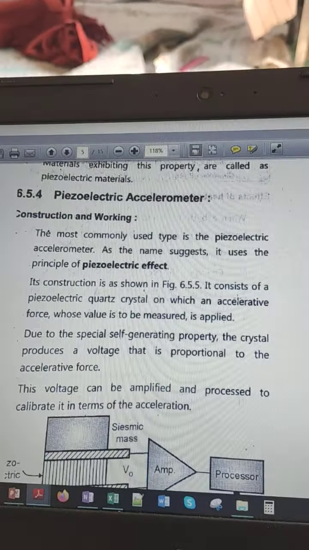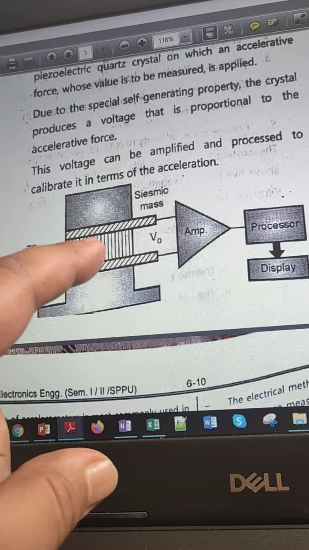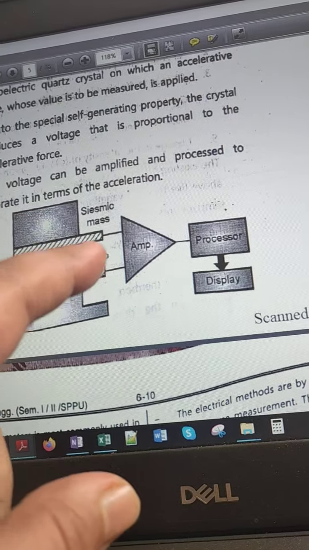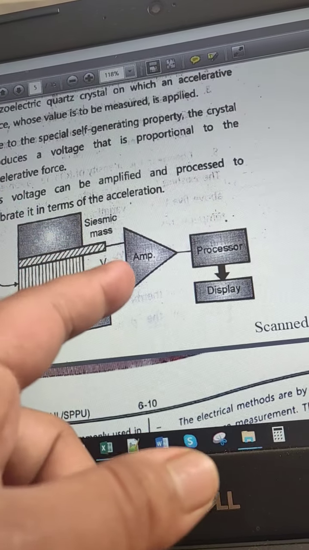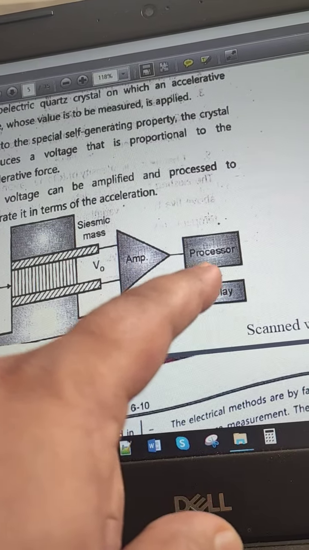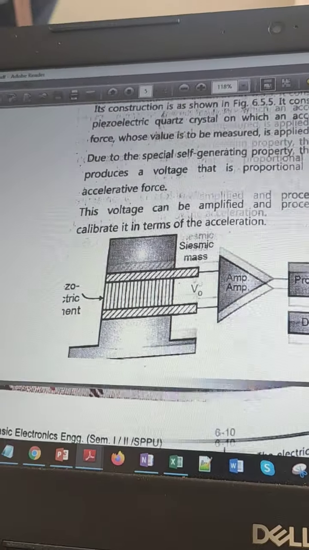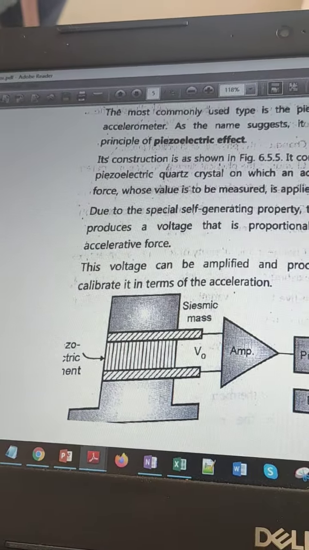This is the construction of the piezoelectric accelerometer. It consists of a piezoelectric element applied to a seismic mass, which will produce an output voltage that we apply to an amplifier. The amplifier amplifies the signal, which we apply to a processor, and after the processor we can display the output on a digital display.